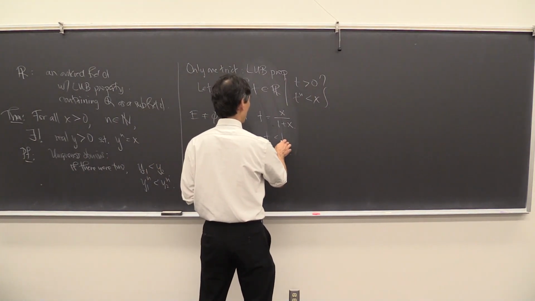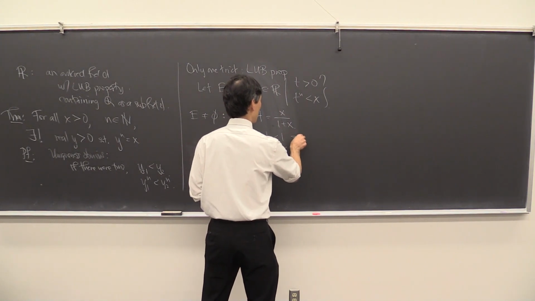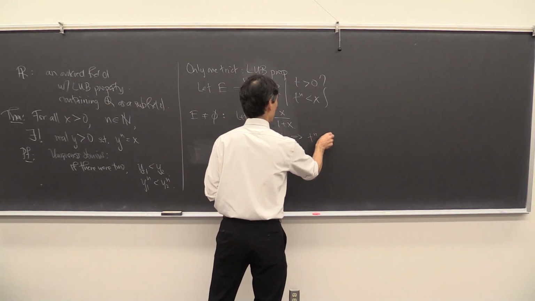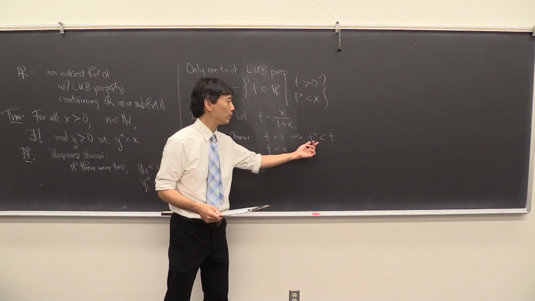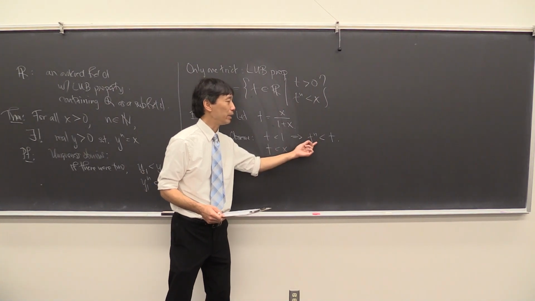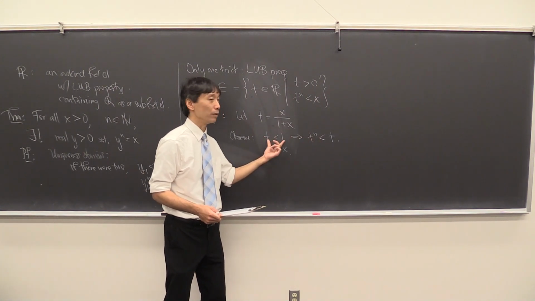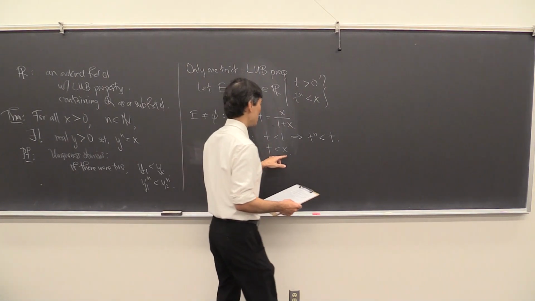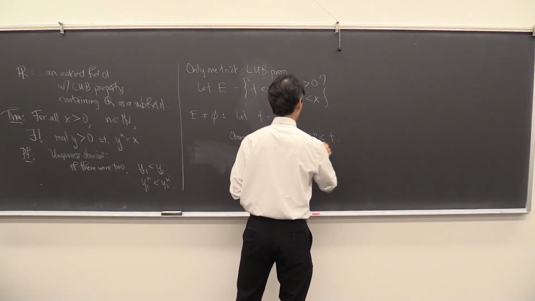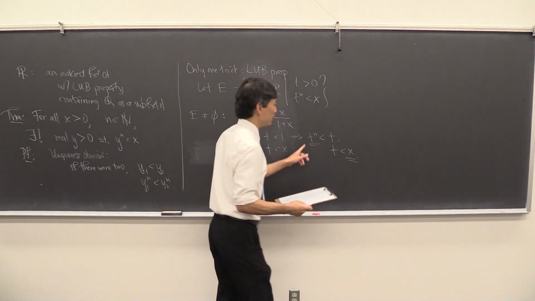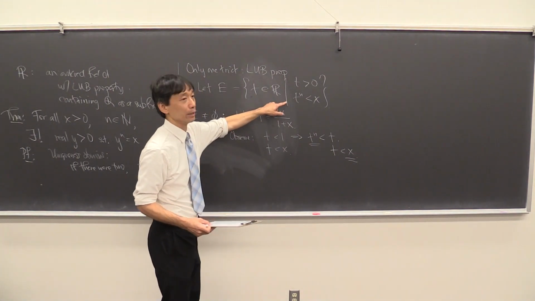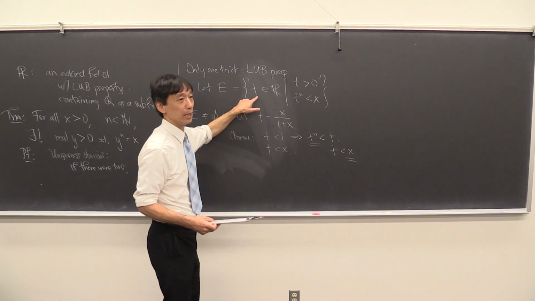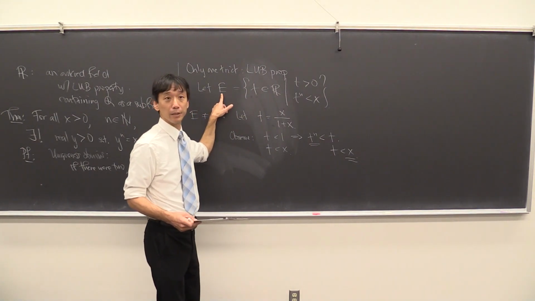So t is smaller than 1. That tells you that t to the n is smaller than t, right? Because every time you multiply by t, it gets smaller, since t is smaller than 1. And t is smaller than x, right? So together that gives you that t to the n is smaller than x, which is what we wanted. We've created a t that lies in E.